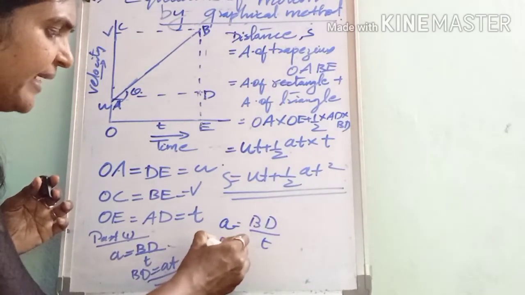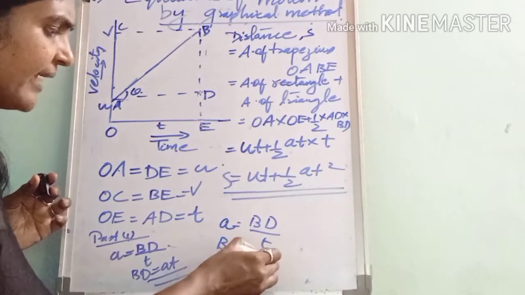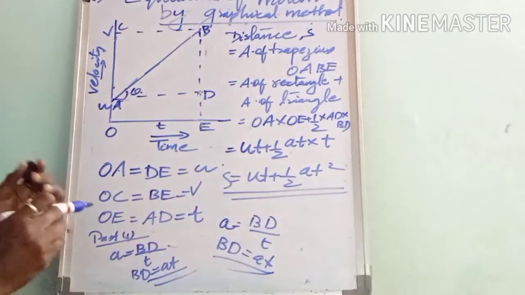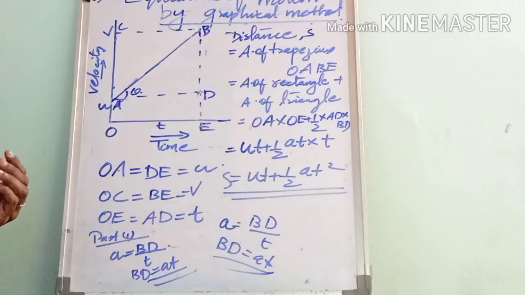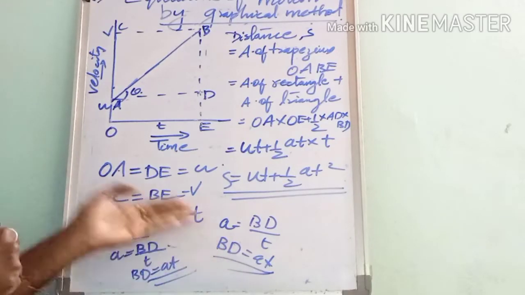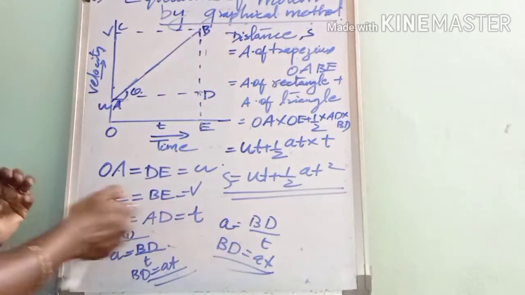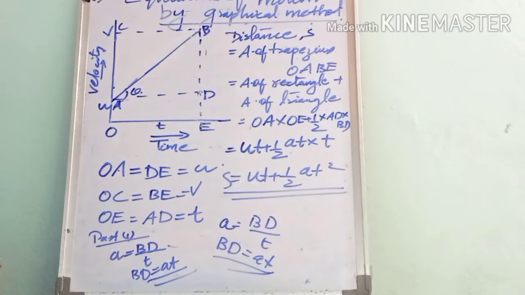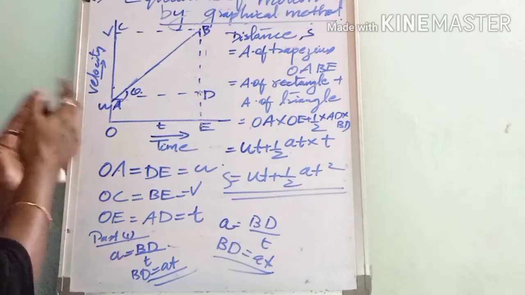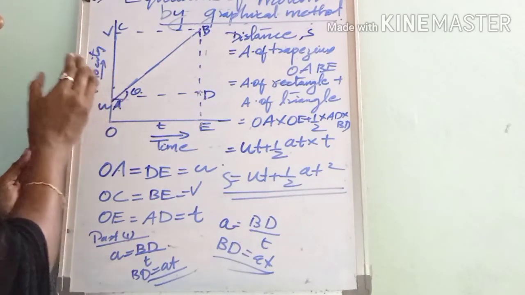From this, what is BD? BD is equal to AT. I think we already saw this in the previous derivation. This much, BD is equal to AT. Next, the distance travelled.